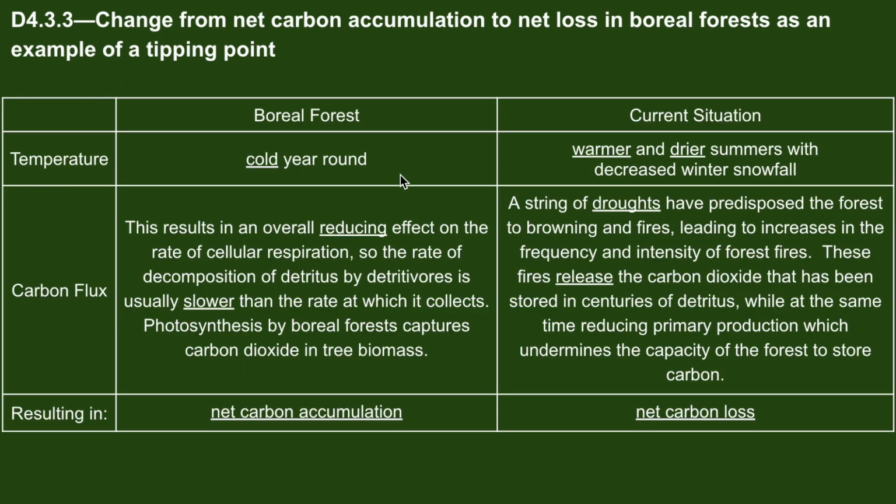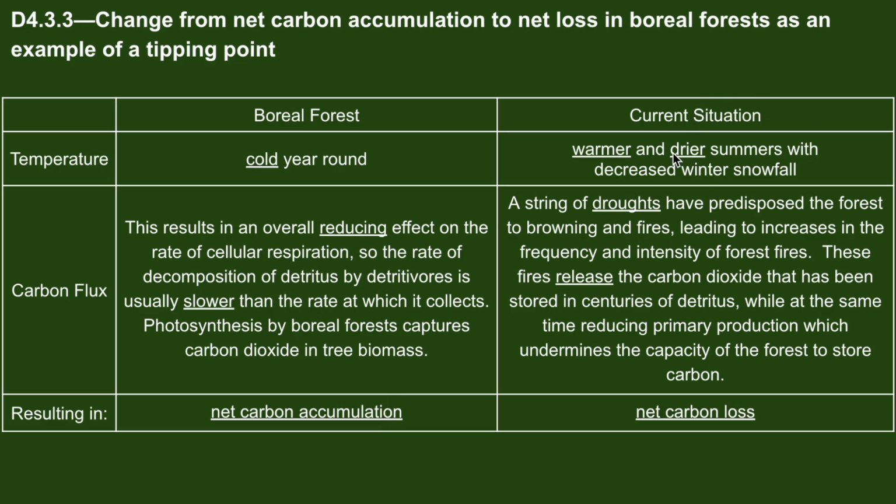So let's look at our example here. Okay, it's normally cold year-round. Okay, this is an overall reducing effect on the rate of cellular respiration. So decomposition of the detritus by detritivores is usually slower. This results in net carbon accumulation out of the atmosphere into the forest as it's sequestered.